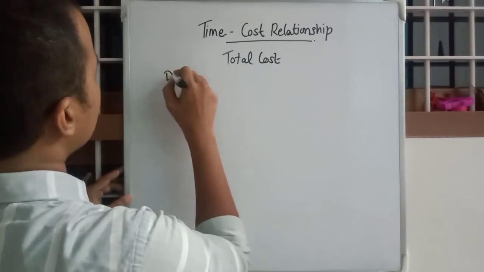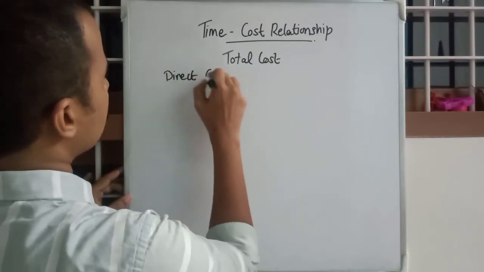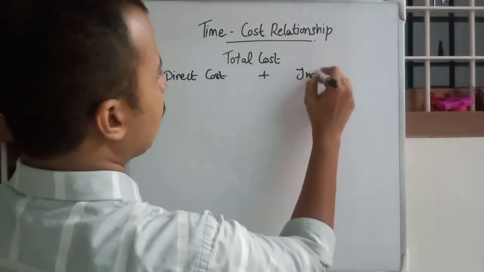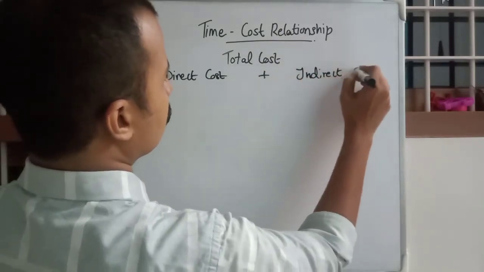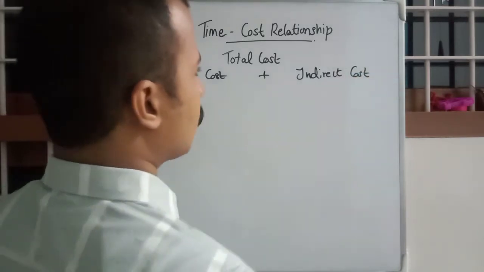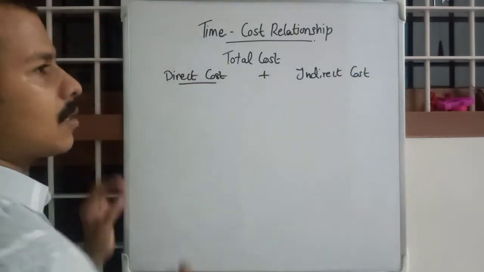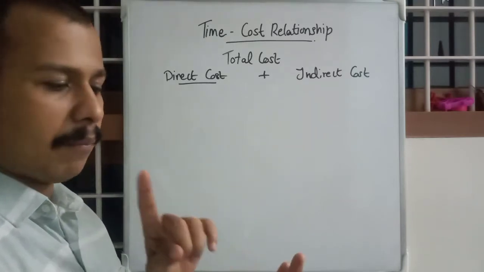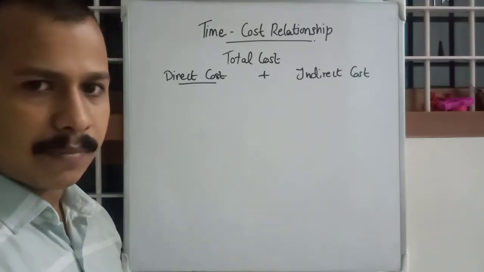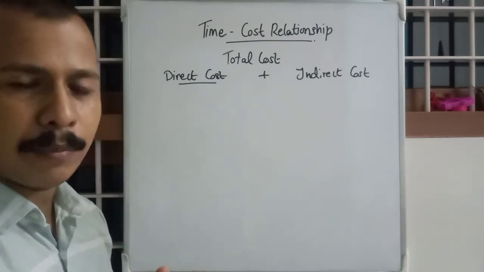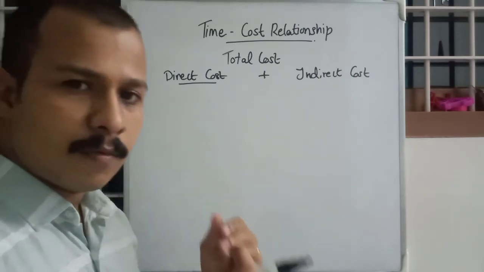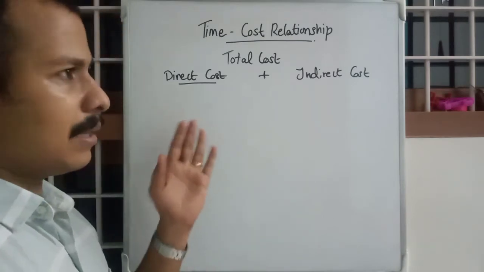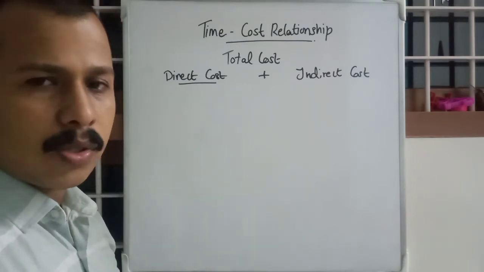First one is direct cost and indirect cost. Okay, so direct cost is the cost which comes under labor, material and machines. Okay, for a particular building, if you take a building, the wages we pay for the laborers or the working people, that will be coming under direct cost.